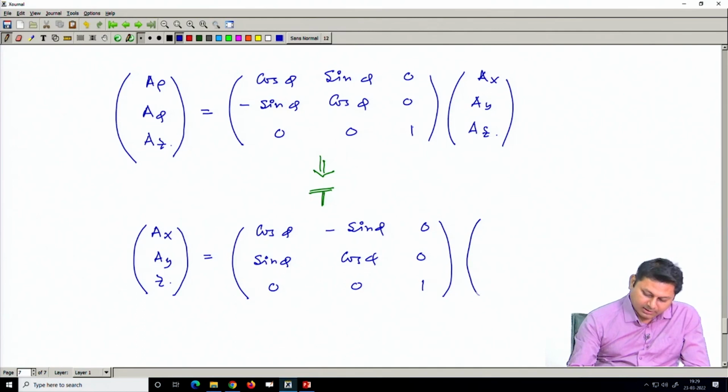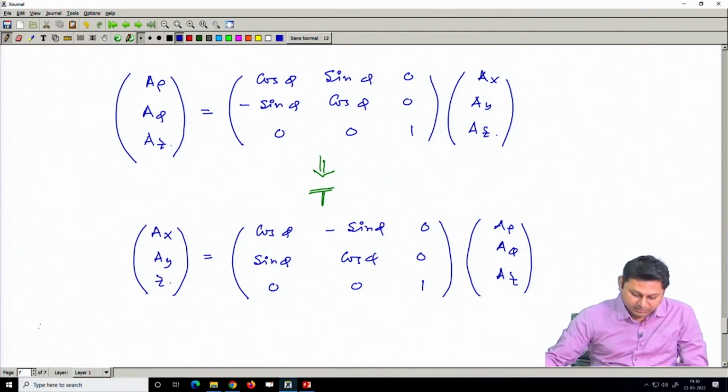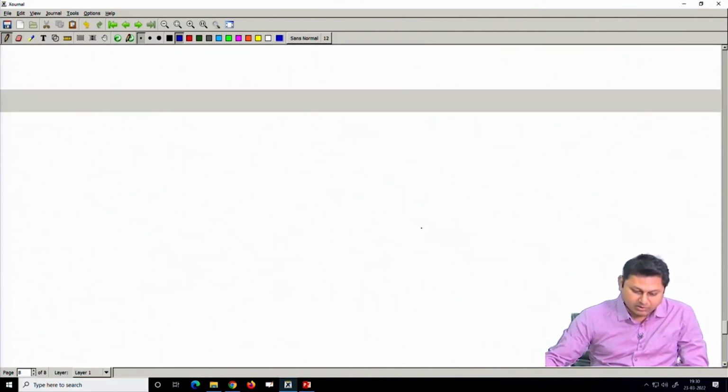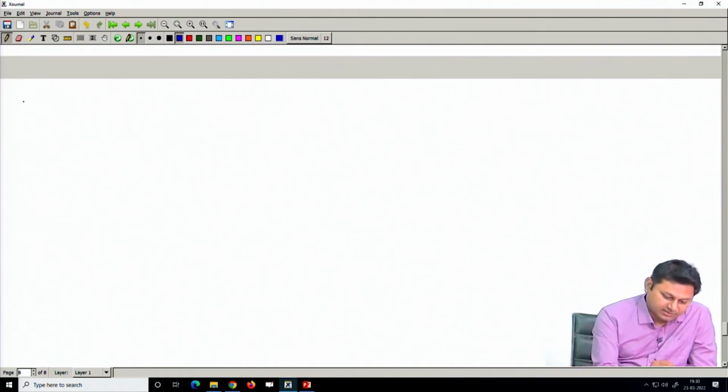And here I just write rho, phi. So, this is the way you can transform from one coordinate system to another coordinate system. Well, finally, I will introduce another coordinate system which is very important, and that is the spherical coordinate system.